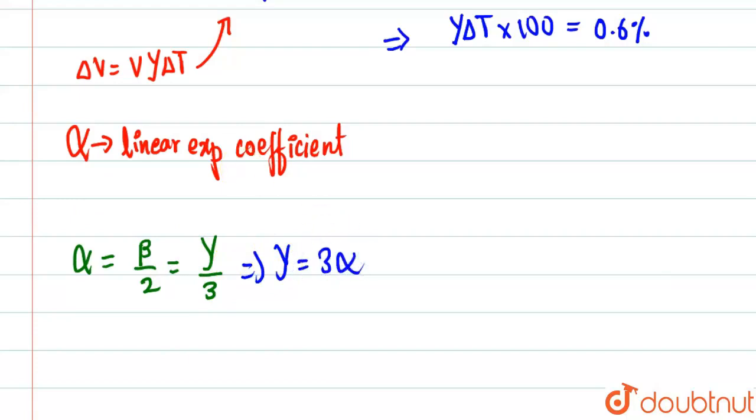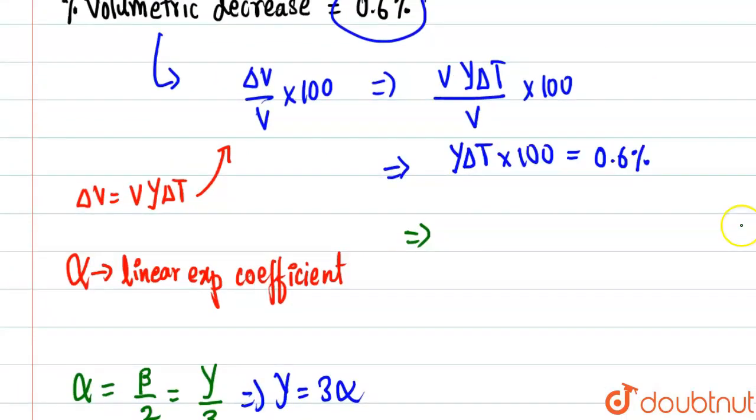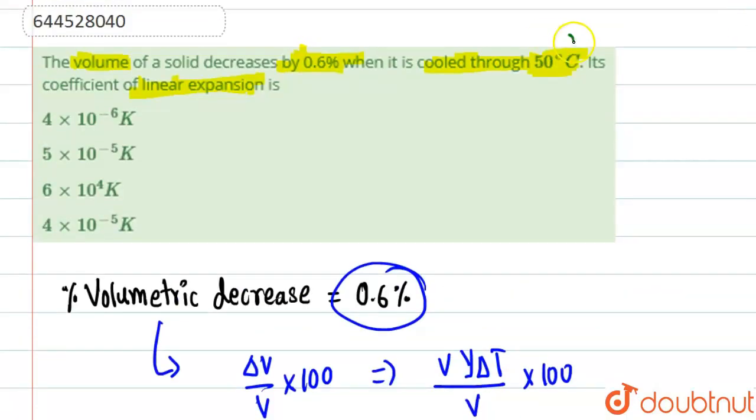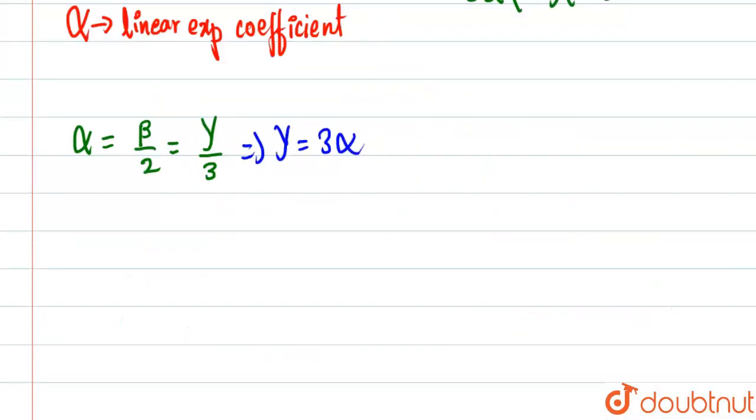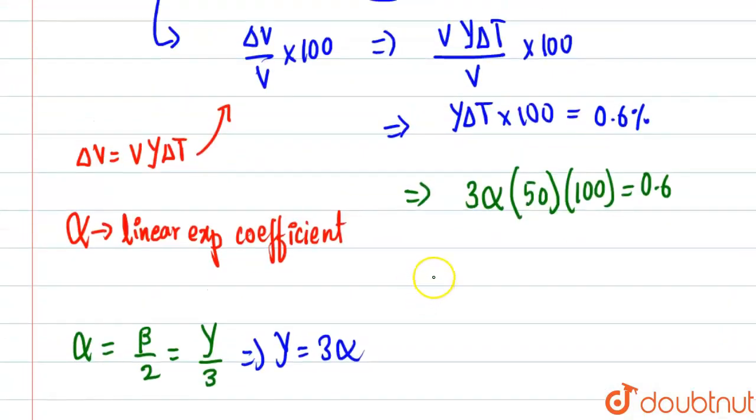Now we will replace it in this equation. So we'll get 3 alpha into delta T, which is 50, into 100, equal to 0.6. Why 50? Because it is given that it is cooled by 50 degrees, which is delta T. Now we clearly have our answer near.